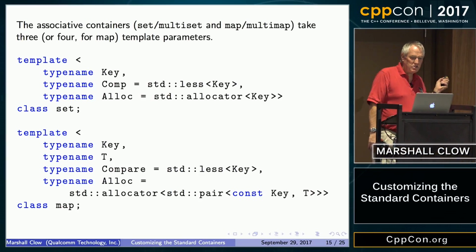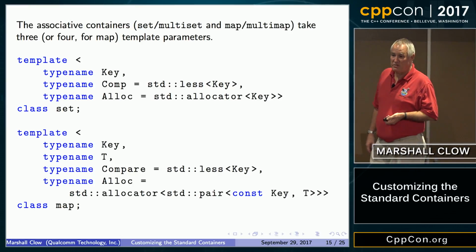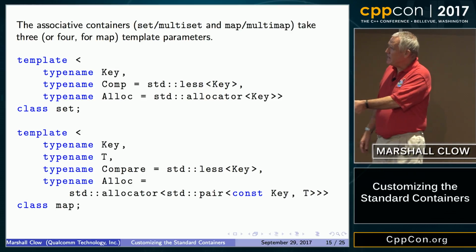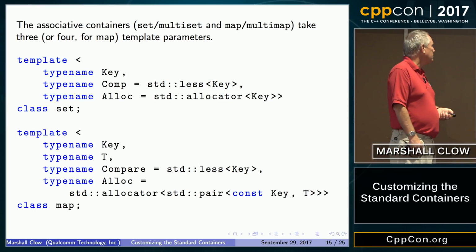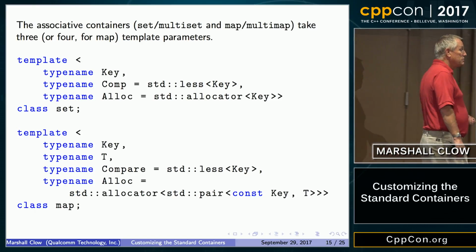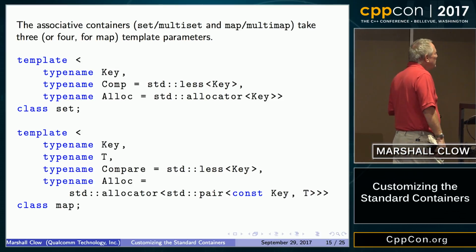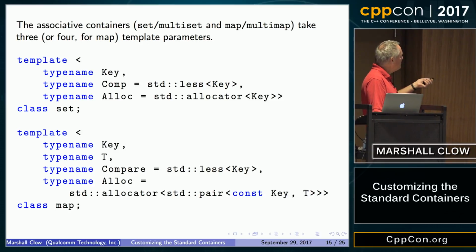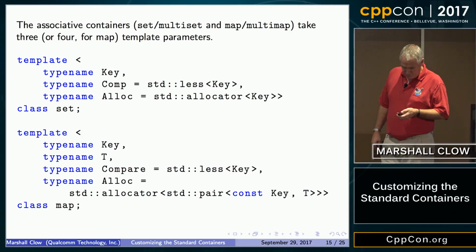Okay, associative containers. Here are the definitions for set and map, and the definitions for multiset and multimap are the same, except for the name. We have a key, we have an allocator, which is an allocator of key. That looks very much like vector, and it should. But there's this thing in the middle called comp, and that's new. And for map, we have key and T, key and value, and alloc, and then comp. What the heck is comp?